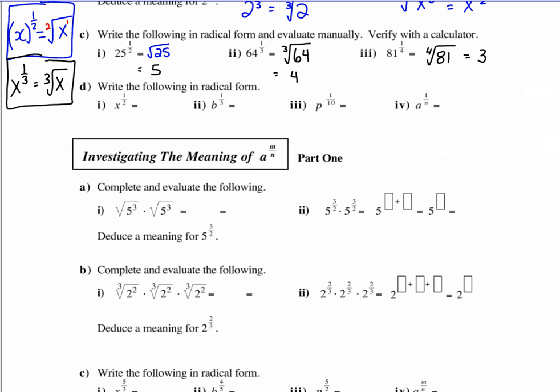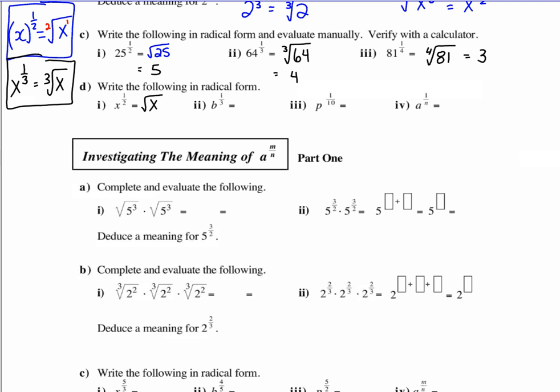Write the following in radical form. X to the power of 1/2 is the same thing as square root of x. Your index is a 2. Do you have to write the little 2? No. The numerator is the power of the exponent. The denominator is the root, your index.